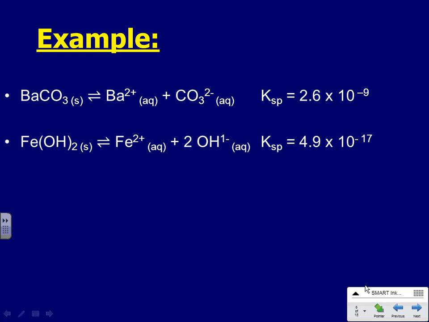But then we've also got the iron(II) hydroxide, and you can see there it's 4.9 times 10 to the minus 17. Now you might think, whoa, the solubility of the iron(II) hydroxide is significantly less than that of the barium carbonate. And we're going to find out by the end of the class that it's not as less as you might think, and that has to do with the mathematics involved in the calculations, which we will do in a moment. All right?